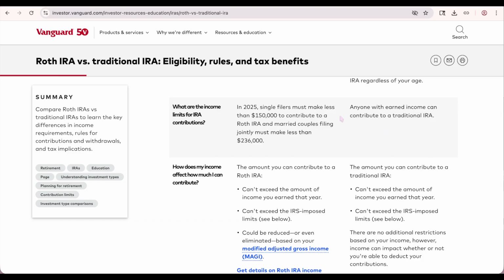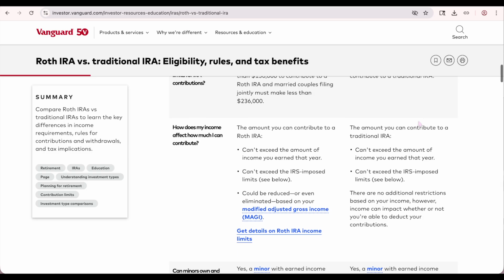It goes on to mention the income limits for IRA contributions. In 2025, single filers cannot go above $150,000, and then married couples are limited at $236,000. An IRA, on the other hand, is telling us here that it's available for anyone. Now, for the contribution limit, they have it set up where you can't exceed your earned income, so definitely keep that in mind. Because contribution limits are indexed and they change periodically, you always want to confirm the current year's numbers before making any major decisions.